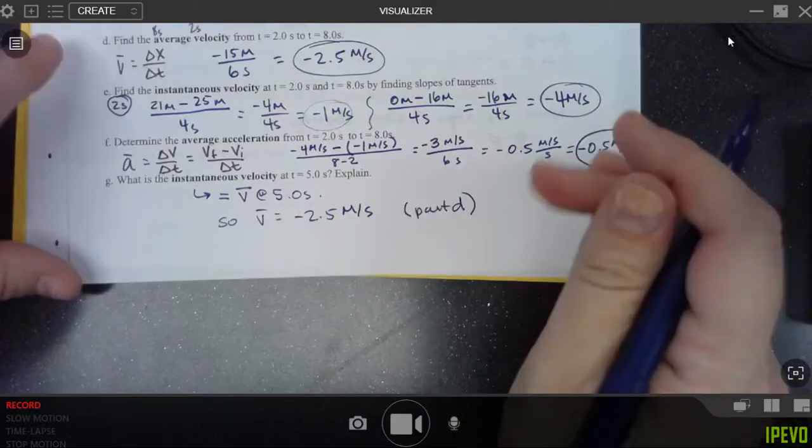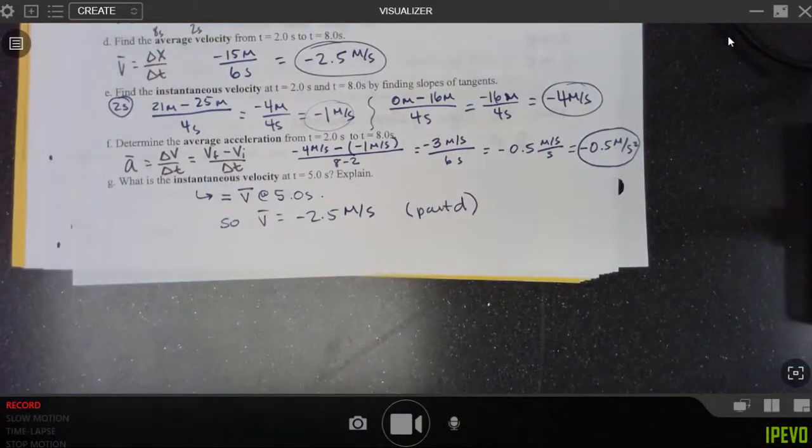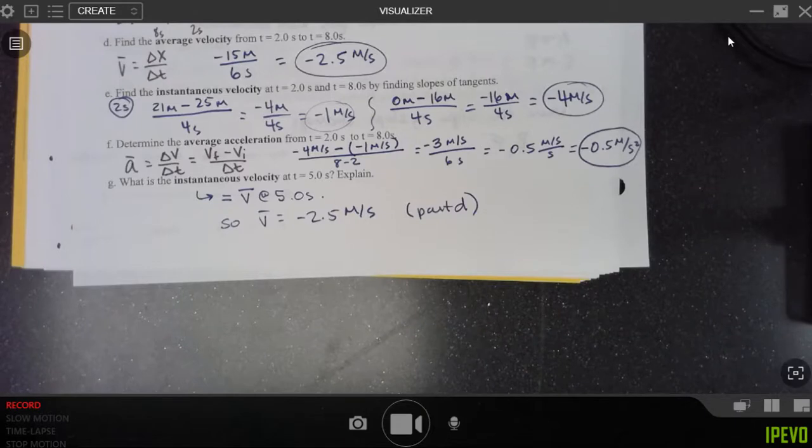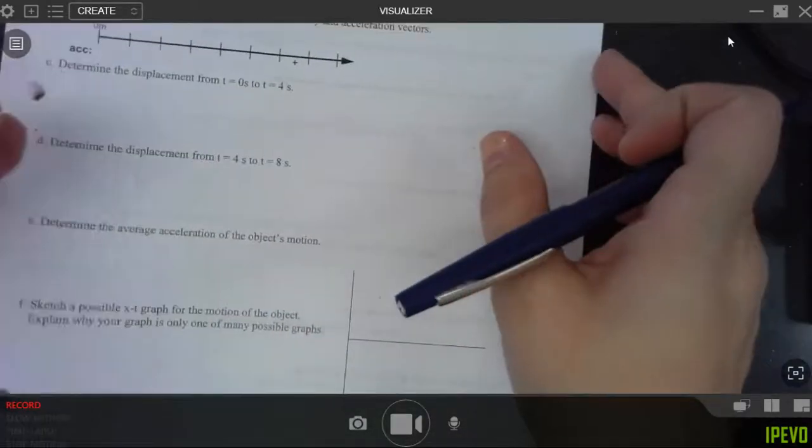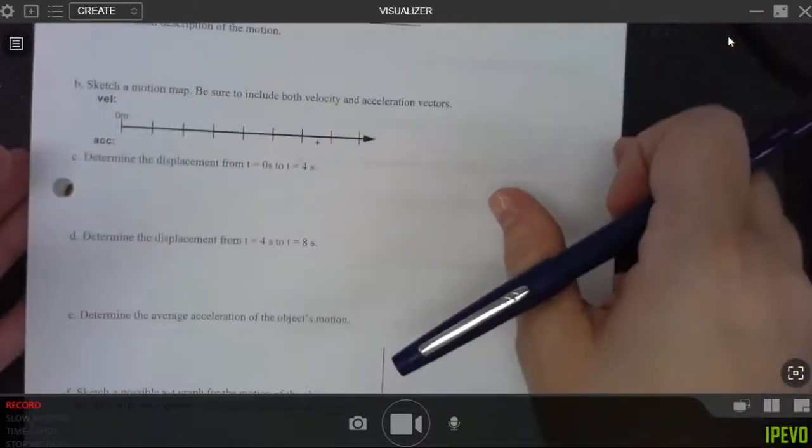Okay, what questions do you guys have about the first page? Any questions? No questions. Okay. Next part. Okay, next one.